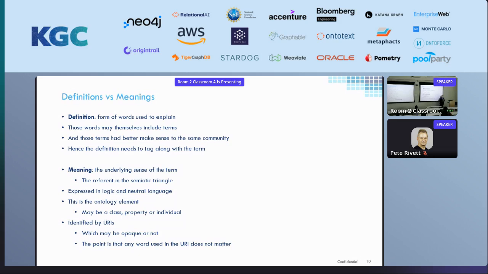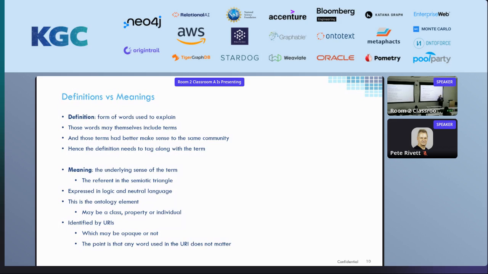And so the definition needs to tag along with the term, if you like. So you can't necessarily have the term in isolation for a community. It needs to be a pair of term and definition. And that, again, is an issue with the SKOS Excel approach. It isolates the terms from the definitions.